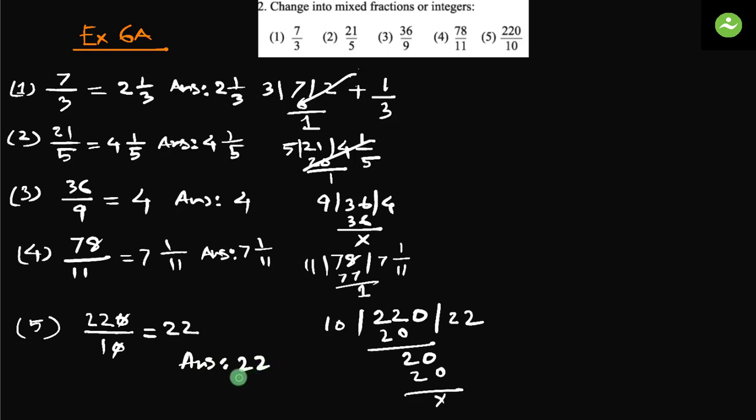It's a whole number. So what we got: number 1 is a mixed fraction, number 2 is a mixed fraction, number 3 is an integer or whole number, 4 is a mixed fraction, 5 is an integer. Let us always show that this is rough work.